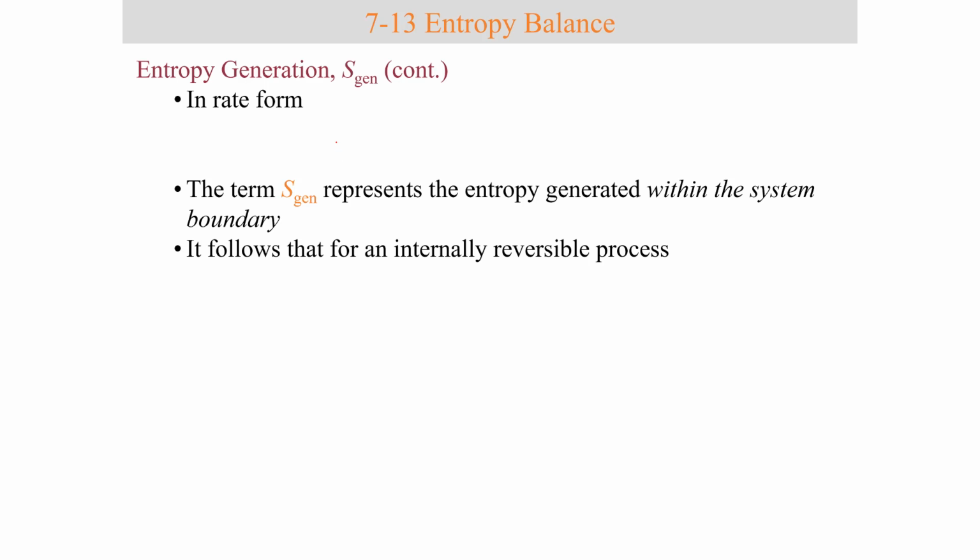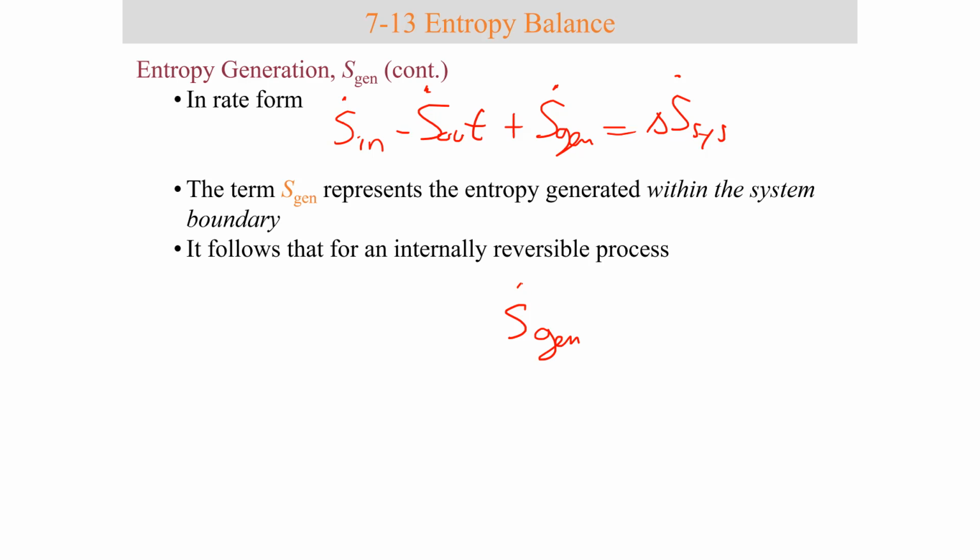It could also be written in rate form. The rate of entropy transfer to the system by heat and mass minus the rate of entropy transfer out of the system by heat and mass plus the rate of entropy generation in the system equals the rate change of entropy of the system. It follows that for a reversible process, the rate of entropy generation is 0.